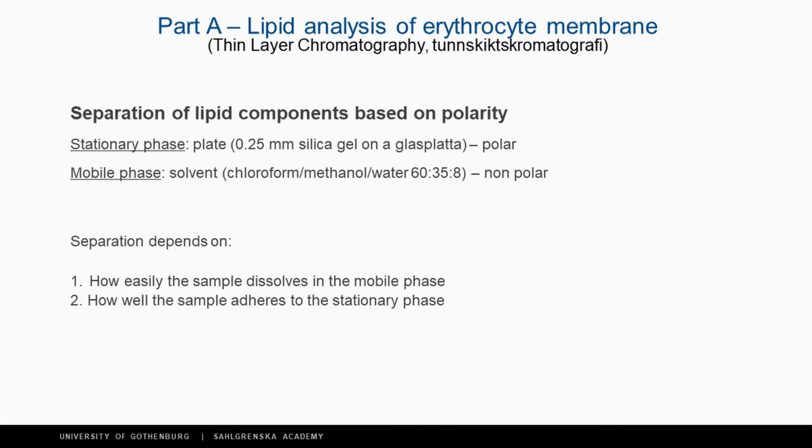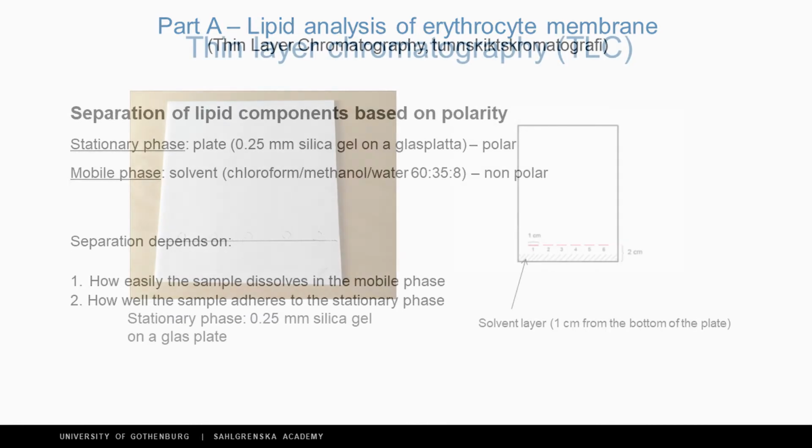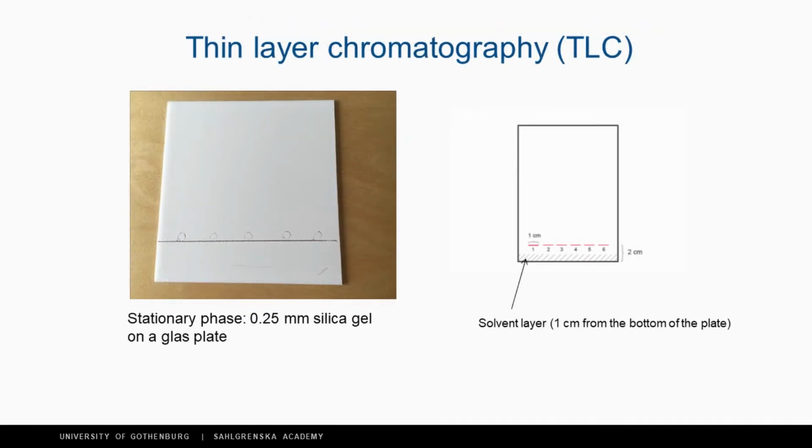Your samples will be drawn up the plate by capillary action, and their separation depends on 2 points: how soluble your lipid samples are in the mobile phase, and how good the lipids are absorbed by the stationary phase. This is what a TLC plate looks like. Before you add your samples to the plate, draw a line with a pencil on the silica gel approximately 1 to 2 cm from the bottom. Mark the position where your samples will go and leave 1 cm space between them.